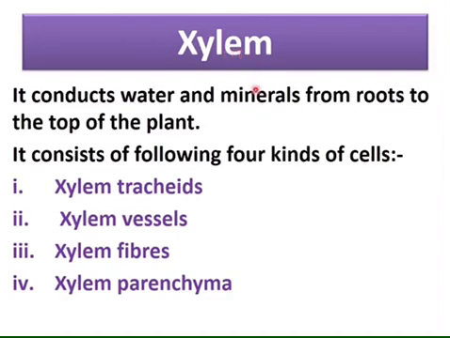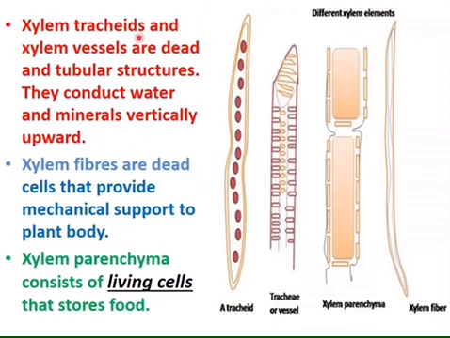and it is transported with the help of xylem tissue. Now the xylem tissue consists of 4 kinds of cells, and these are xylem tracheids, xylem vessels, xylem fibers, and xylem parenchyma. These are the 4 kinds of cells in xylem tissue. Here you can see these 4 types of cells and their structure also. It is shown in the diagram.